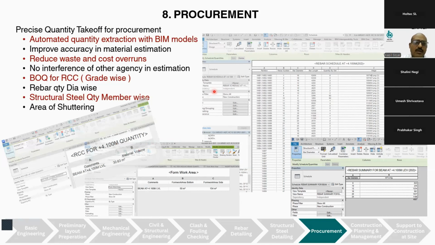You can have RCC quantity grade wise, you can have rebar quantity diameter wise, you can have structural quantity member wise. Even if required, you can have a shuttering area extracted directly from the model.